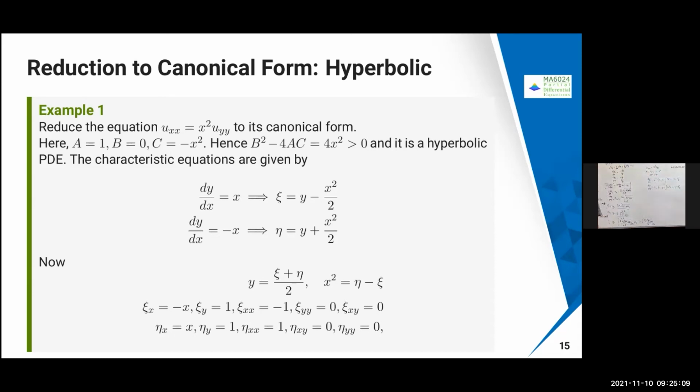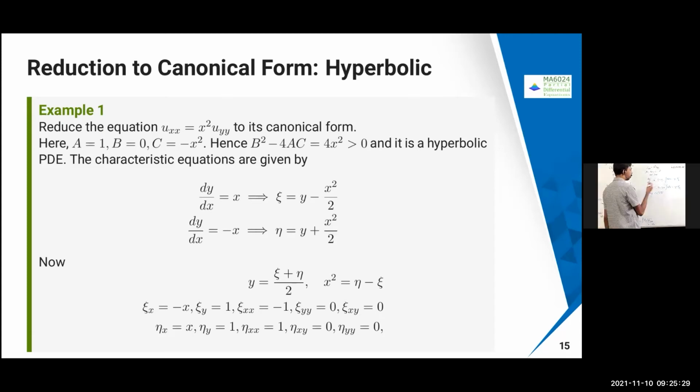So now what we need to do is transform it into canonical form. For transforming into canonical form, we have to transform from x comma y to chi comma eta, which means we have to find the relations. I have the relations between chi and eta here. Now I have to find what x and y are in terms of chi and eta, and I have to write that.